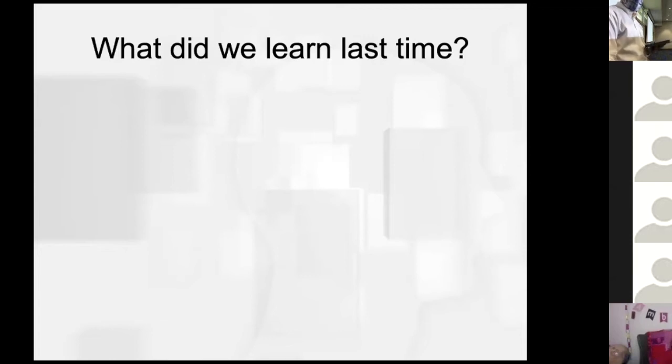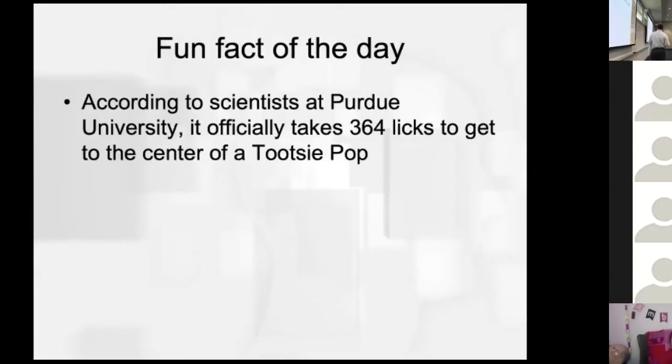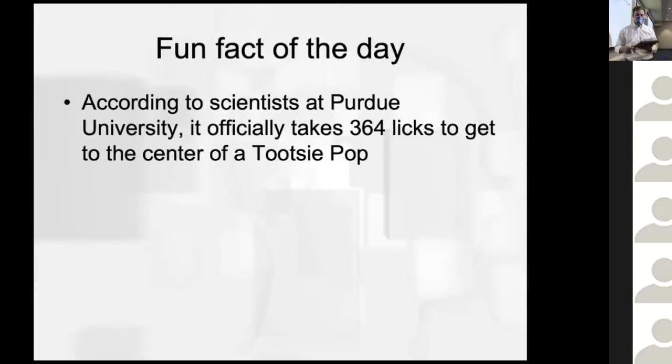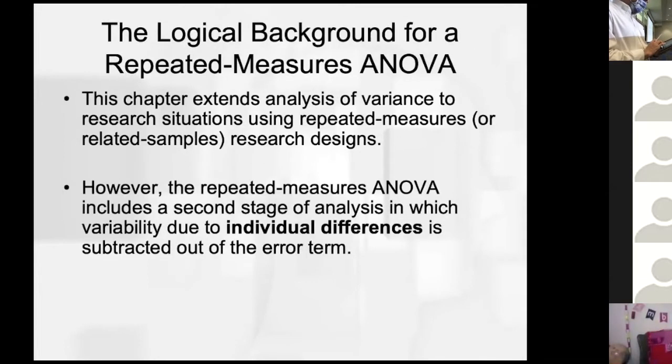All right. So here is your fun fact of the day. According to scientists at Purdue University, it officially takes 364 licks to get to the center of a Tootsie Pop. There you go. One for every day? Exactly. But look at that, you get more than one Tootsie Pop every year. Or every day, depending on how diabetic you want to get. All right.